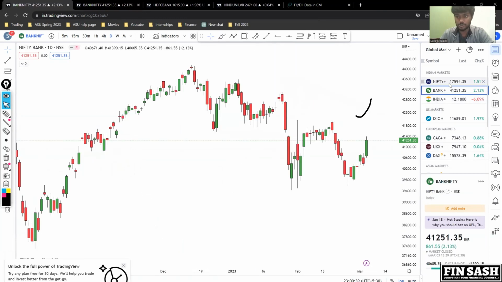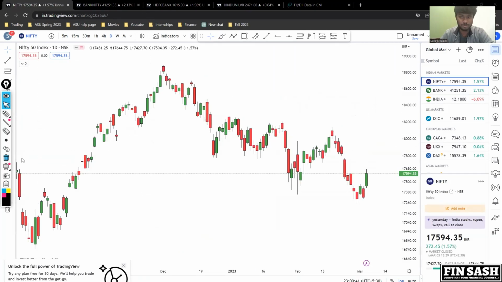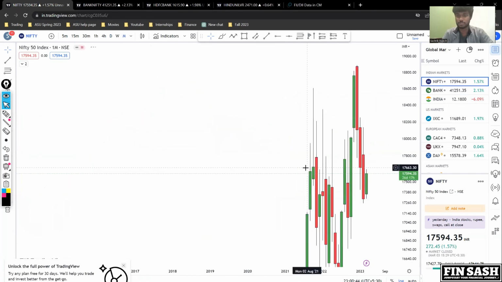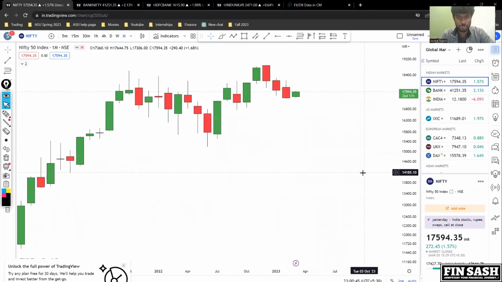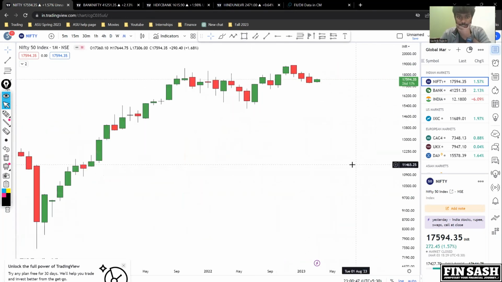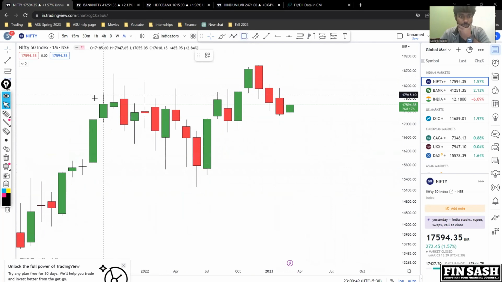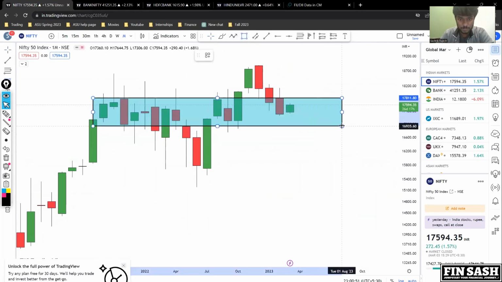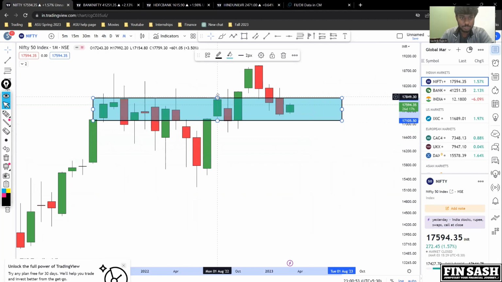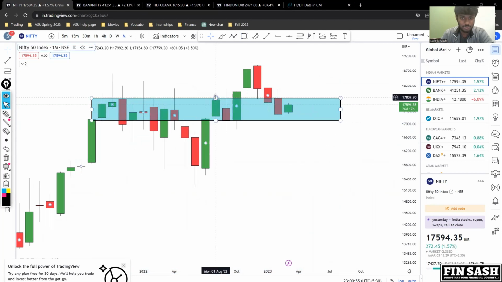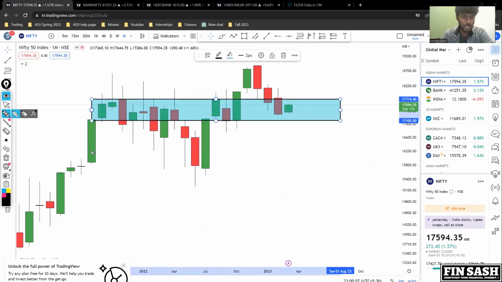All right, let's start with Nifty. So let's start with the higher time frame as usual. If you guys see here, this is an important level, right? This entire region, because this acted as a resistance. The market started falling down. It broke this level and came again here. And this was in February.